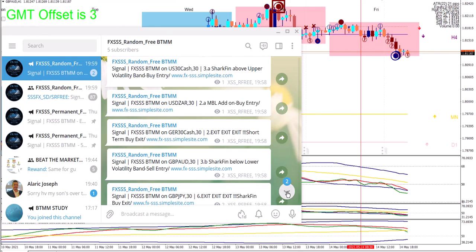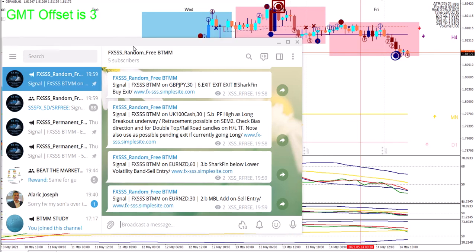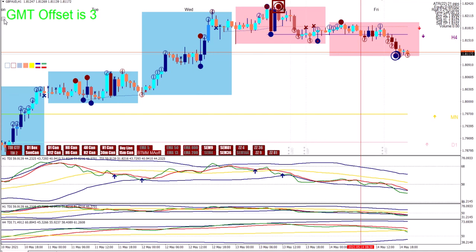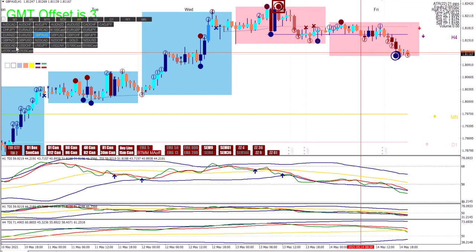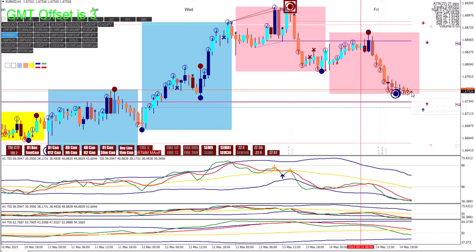While I was talking again, another two came in. Let's just look at that and then I'm out of here. Euro New Zealand, shark fin below, 60 minutes. Let's see. Euro New Zealand, 60 minutes. Shark fin below. Right? Oh, very, very careful. But you know, there's a trap, and boom, the exit signal came out.